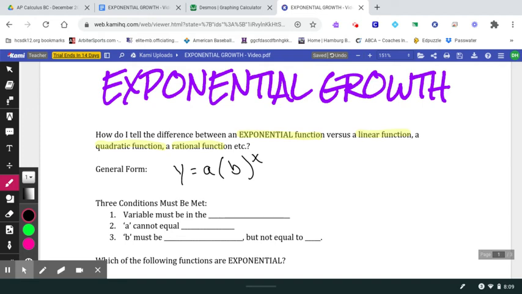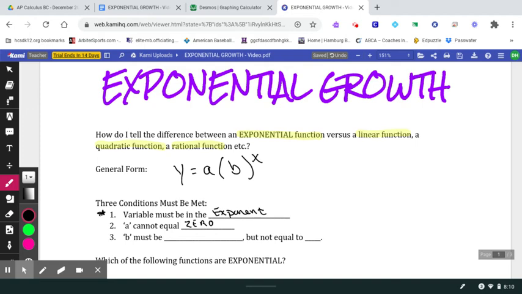And there are really three conditions that have to be met. Number one, and probably the most important one, is that the variable must be in the exponent. And that's really where the name comes from, exponential functions. Now, the value of a cannot equal 0. Other than that, a can be anything. It could be positive. It could be negative. It could be an integer. It could be a decimal. It just cannot be 0.